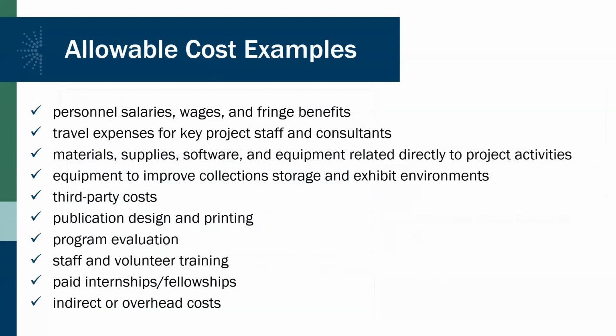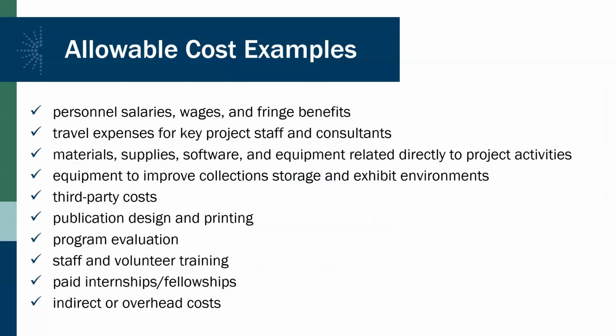As you develop your budget, keep in mind that there are certain costs that are either allowable or unallowable according to federal regulations. The allowability of a cost item for all federal grants is specified in the Code of Federal Regulations, CFR, sometimes referred to as 2 CFR 200 for short.